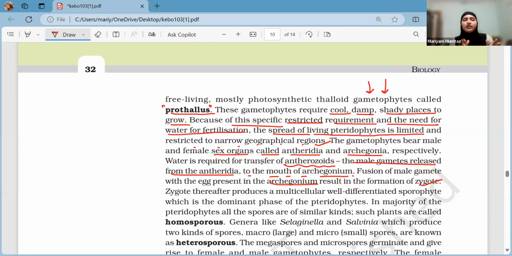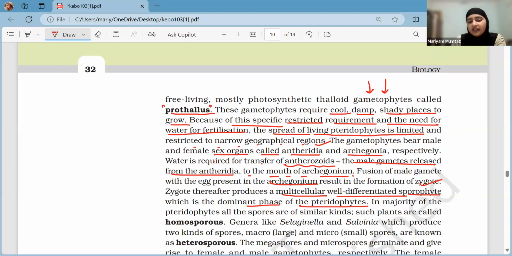See, if the plant body is sporophyte, it will give rise to gametophyte. If the plant body is gametophyte, it will give rise to sporophyte. Because alternation of generation. You remember when we were talking about biological classification, I said something that they can alternate the way their lives have, right? That is alternation of generation, and that is what happens in the case of plants. So zygote, which is produced after the fusion of gametes, it produces a multicellular, well-differentiated sporophyte, yet again, which is the dominant phase of the pteridophyte.